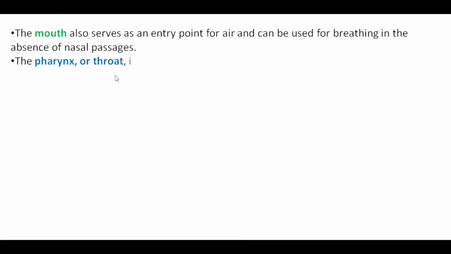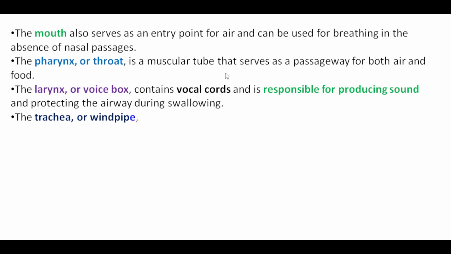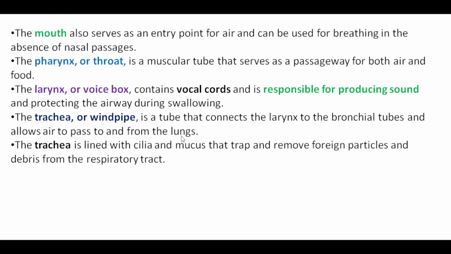The mouth also serves as an entry point for air and can be used for breathing in the absence of nasal passages. The pharynx, or throat, is a muscular tube that serves as a passageway for both air and food. The larynx, or voice box, contains vocal cords and is responsible for producing sound and protecting the airway during swallowing. The trachea, or windpipe, is a tube that connects the larynx to the bronchial tubes and allows air to pass to and from the lungs.